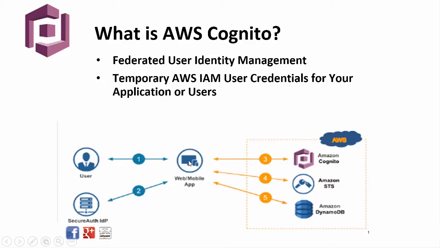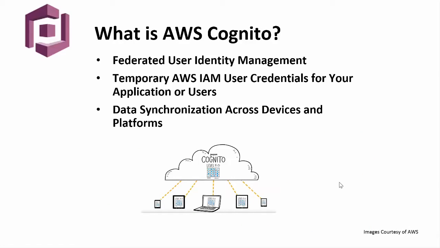A user accesses your web or mobile application and logs in with one of the public logon providers such as Amazon, Facebook, Twitter, Google, or any OpenID Connect compatible provider, or you can even use your own identity provider. The identity provider gives an identity token to your application, which then passes it to Amazon Cognito. Cognito uses Amazon Security Token Service to get temporary limited privilege credentials for the federated users.